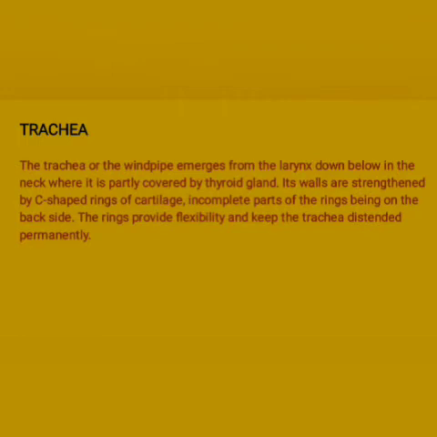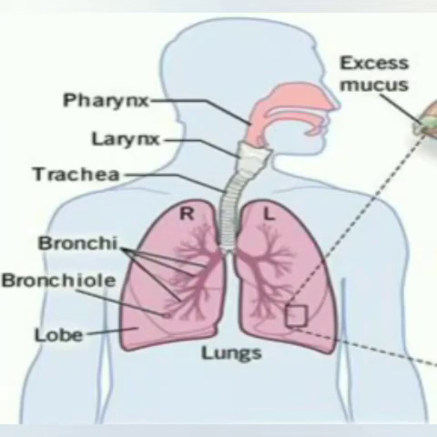The next part is trachea, which is also called windpipe, that emerges from the larynx down below in the neck, where it is partly covered by a thyroid gland. Here you can see trachea. Its walls are strengthened by C-shaped rings of cartilage, the incomplete parts of the ring being on the back side. The rings provide flexibility and keep the trachea distended permanently.